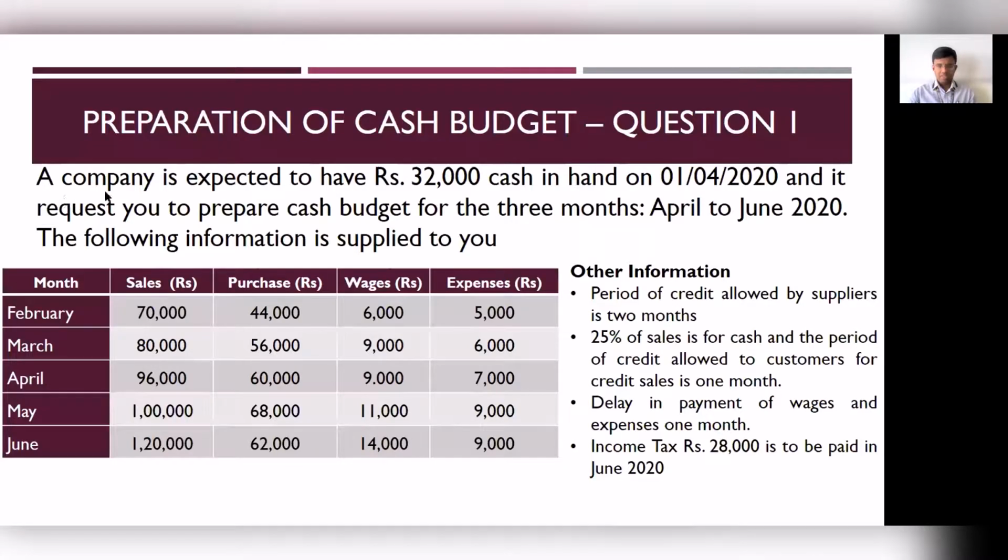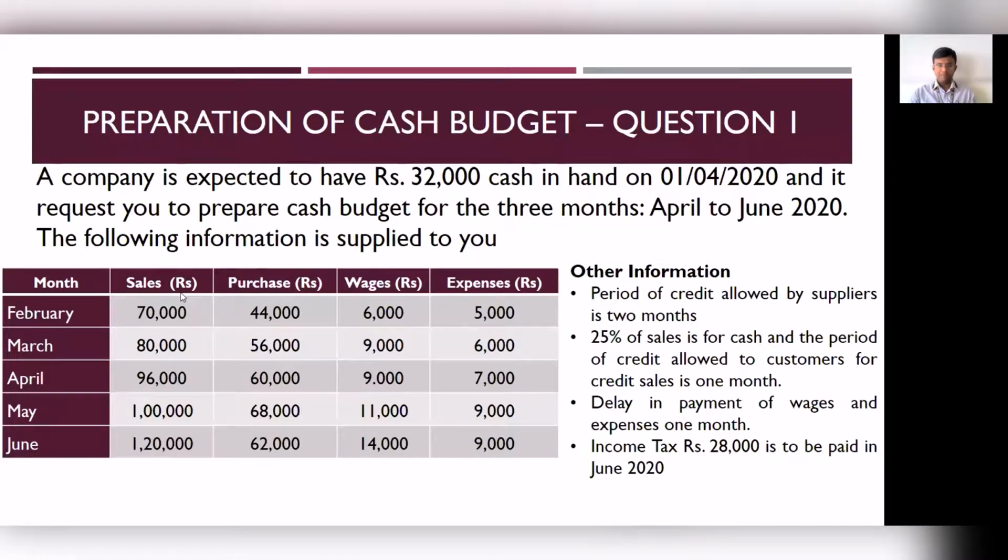And they've given us some projections. The projections are for February until June. The projections cover sales, purchase, wages, expenses. Using these pieces of information, we will have to go about preparing the cash budget. Now, let's just quickly look at the pieces of information that is given to us.